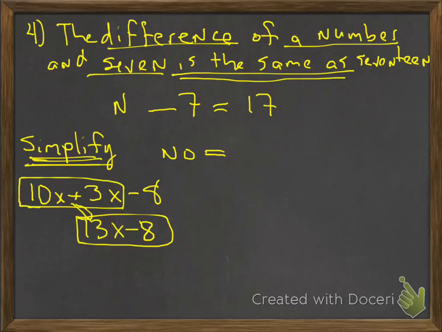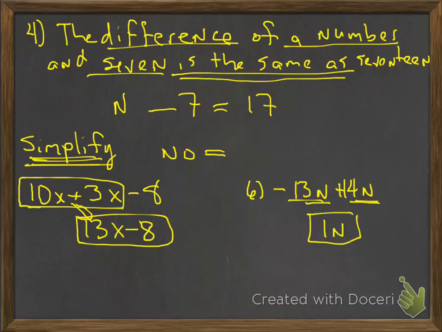That became that. Okay, the next question, number 6, says negative 13n plus 14n. Well, again, these are my like terms. Going to combine them: negative 13 plus 14, since they're different signs, I'll take away and get 1n. So you should be able to do these types of problems, not that hard. It's either that you're going to combine like terms or distribute or both. Okay, so keep that in mind.